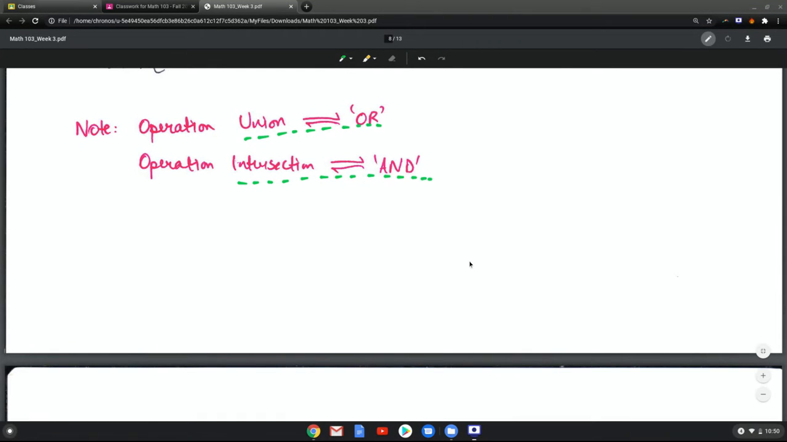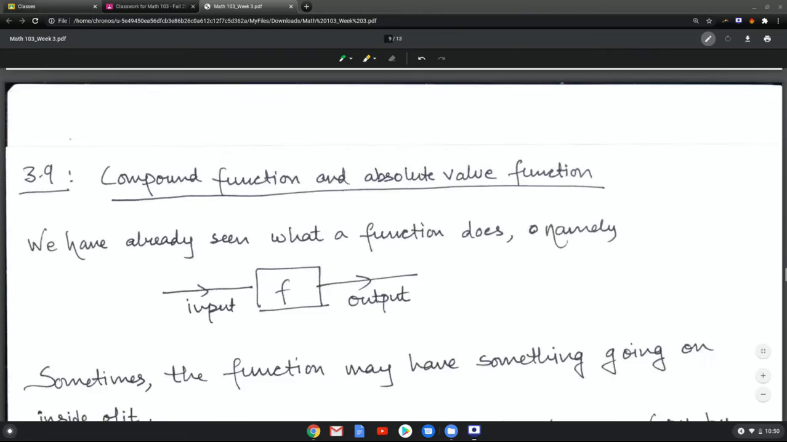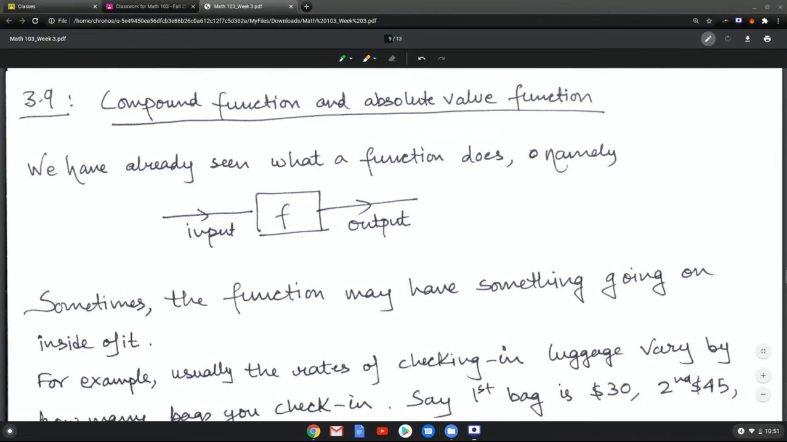All right, so far we've looked at linear inequalities and compound inequalities. The next section, we're going to look at compound functions and absolute value function. Now, there was one problem on your worksheet one, which was about compound functions. Many of you got the result correct. Some of you did not, and I wrote comments about how to think about these functions. So let me give you an idea here.